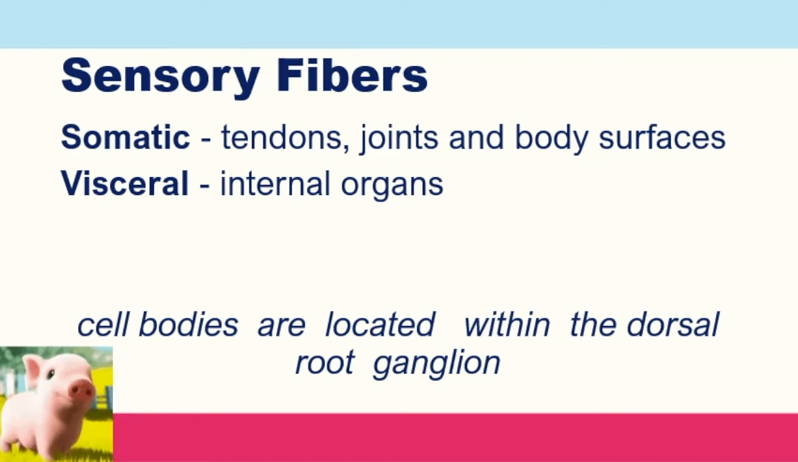So the cell bodies for your sensory fibers are located at the dorsal root ganglion. Okay, so meaning if we will have problems with the dorsal root of our spine, your patient would manifest with inability to feel that part of the body.